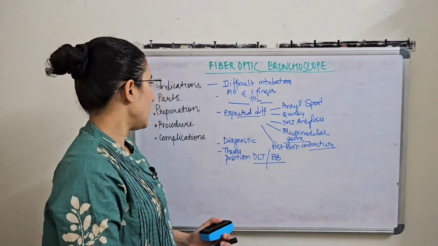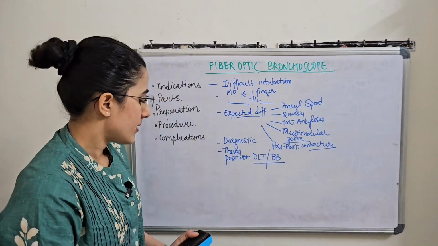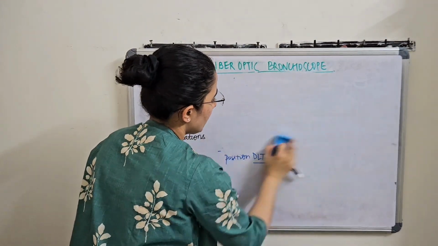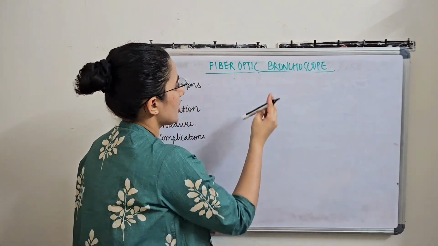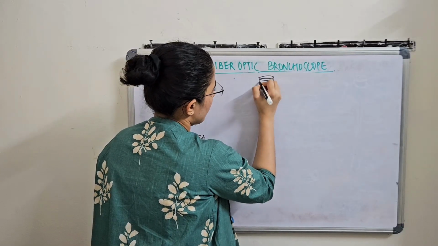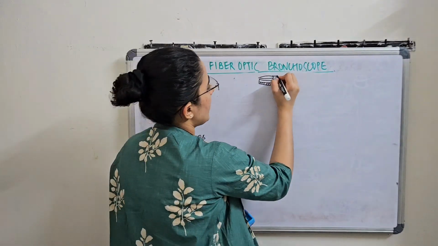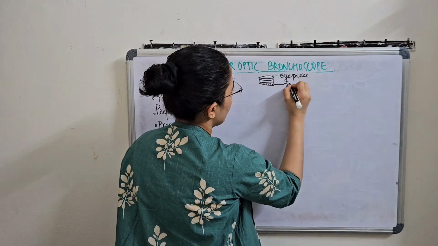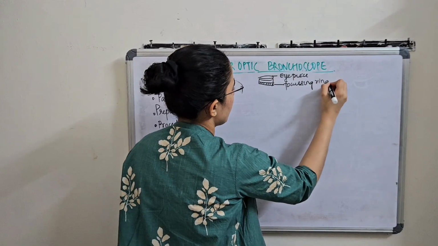So coming to the parts of a fiber optic bronchoscope, we can basically divide them. First, there is an eyepiece, and there is also a focusing ring. Both of them are present.